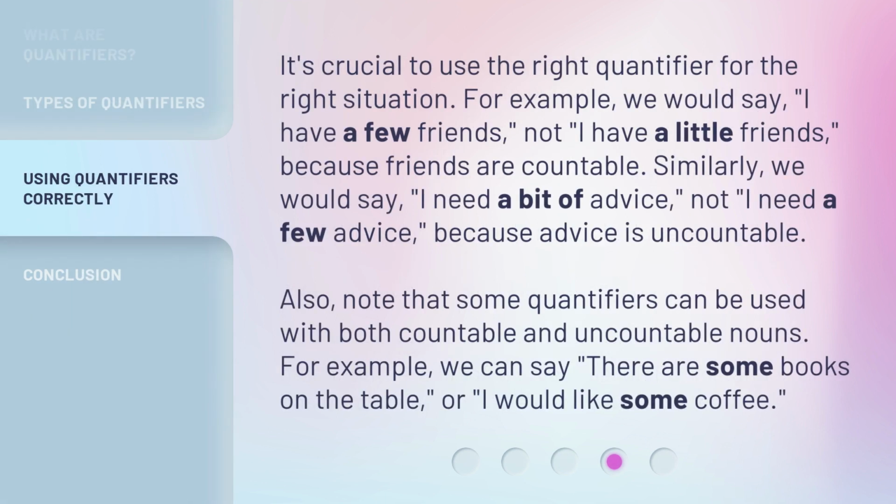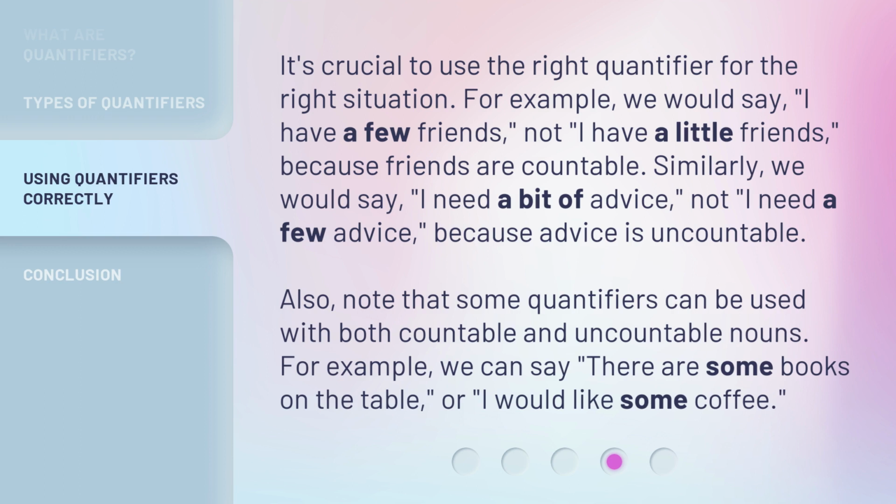It's crucial to use the right quantifier for the right situation. For example, we would say, I have a few friends, not, I have a little friends, because friends are countable. Similarly, we would say, I need a bit of advice, not, I need a few advice, because advice is uncountable.